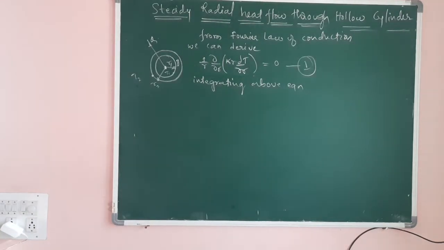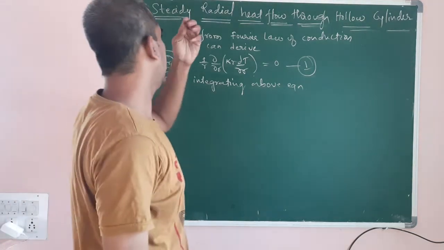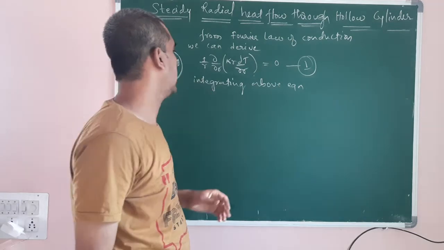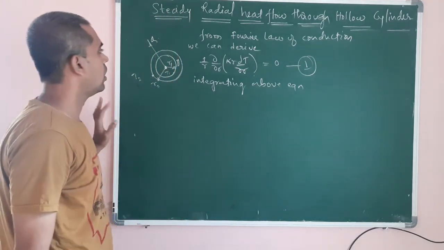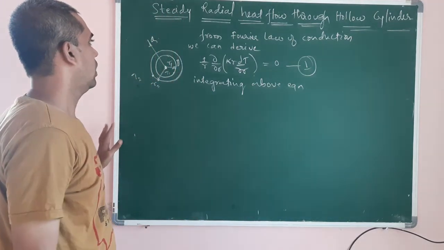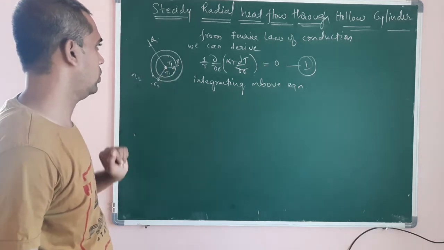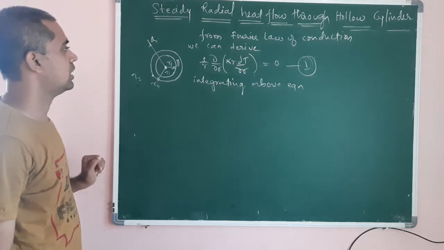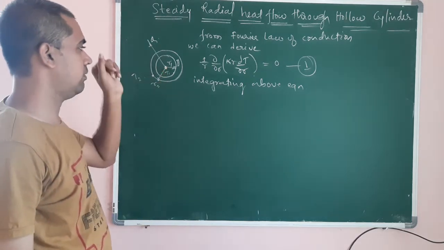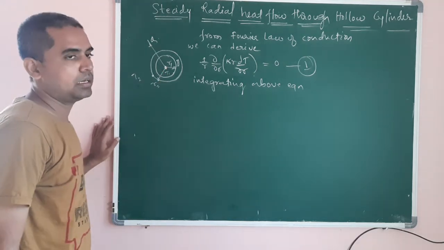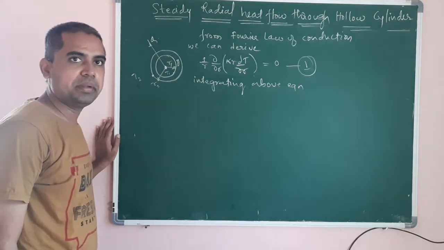Okay, we will discuss steady state radial heat transfer through a hollow cylinder. Let us consider a hollow cylinder of inner radius R1 and outer radius R2. Let the temperature at inner radius R1 be T1 and let the temperature at outer radius R2 be T2.